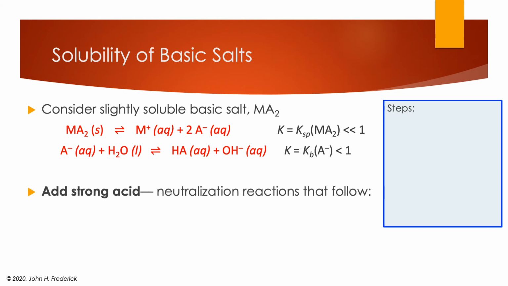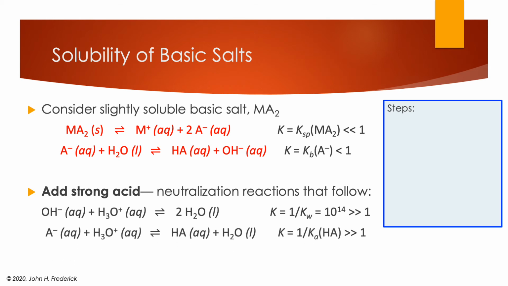But now what happens when I add a strong acid? Well, there's a couple of neutralization reactions that are going to follow, and they're going to attack the things produced in these two equations above. First of all, we know that the hydroxide ion is going to react with the hydronium ion of the strong acid to produce water, and that has a really large equilibrium constant because this is the reverse of the autoionization reaction of water. So it has an equilibrium of about 10 to the 14th, which is much greater than 1.